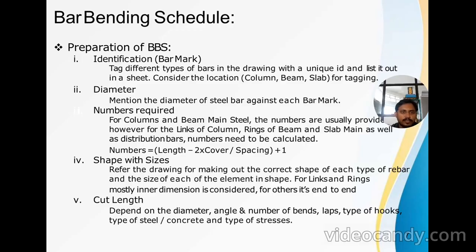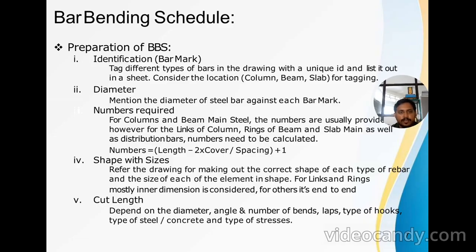See, tag the different types of bars available that will be used in columns, beams and slabs. Identify where the bar mark is provided. In the drawing sheet, or otherwise from the site engineer with their indication or permission, you find where the mark is, where the cutting of the bar is placed or marking is provided.